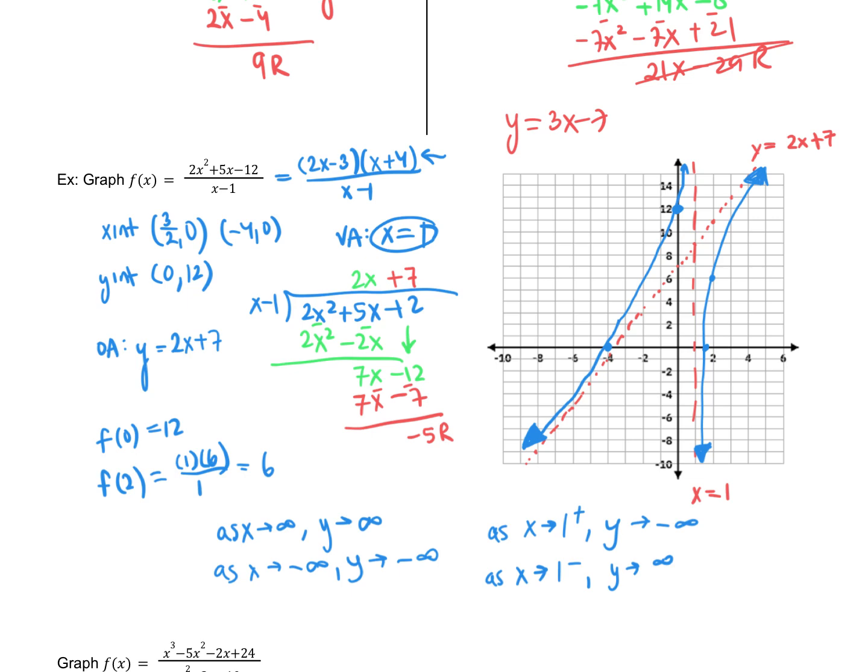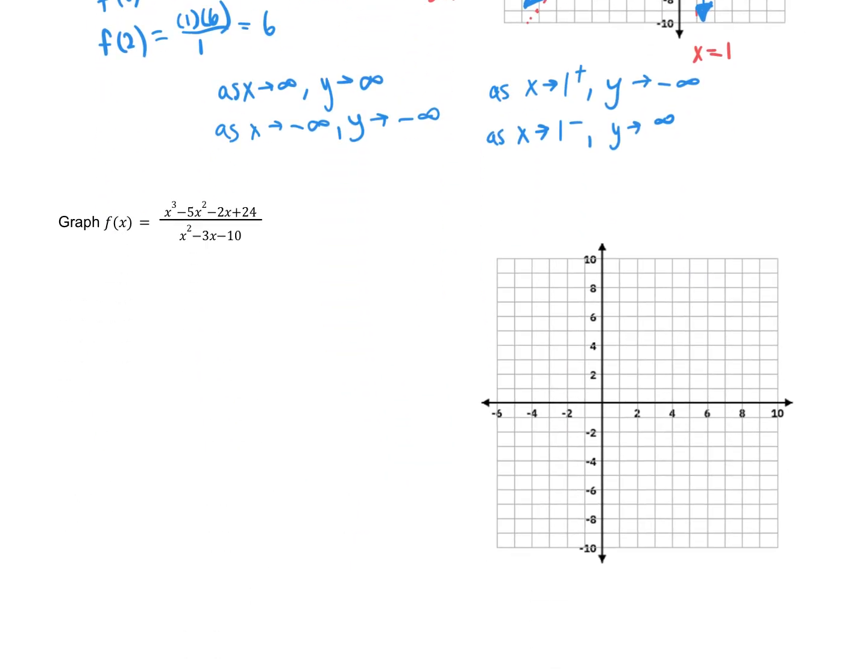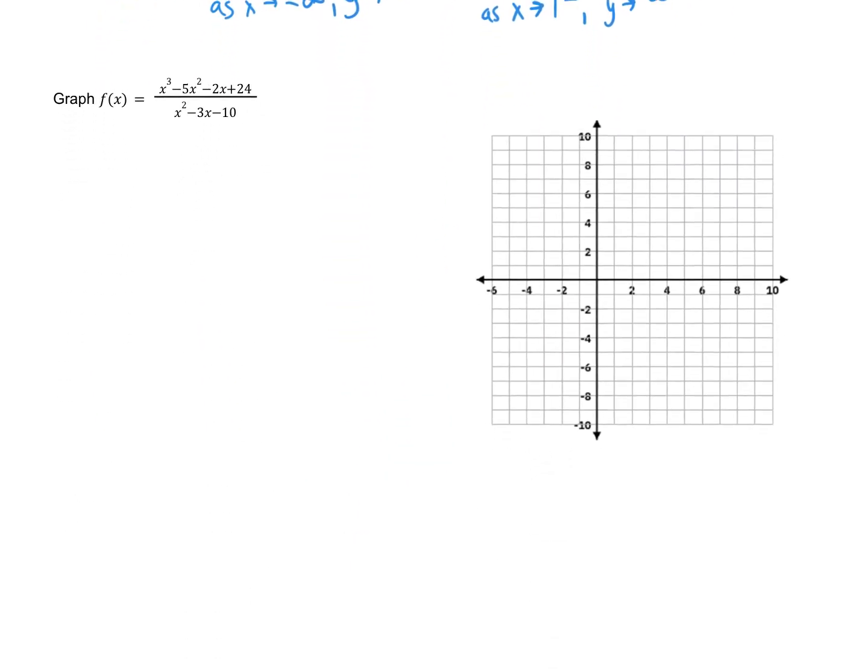So let's try another one. We have a cubic function in the numerator and a quadratic in the denominator. For my denominator, I have no issues factoring. We'll have x minus 5 and x plus 2.